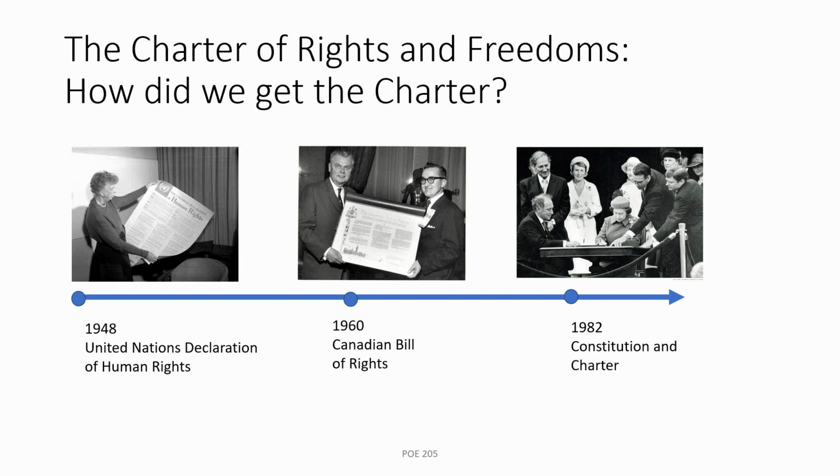So in 1982, we get the Charter of Rights and Freedoms, and the idea is to protect individual and group rights in Canada in a way that the government would have a really hard time taking those rights away, because it's not just any old law passed in Parliament, it is part of our Constitution.